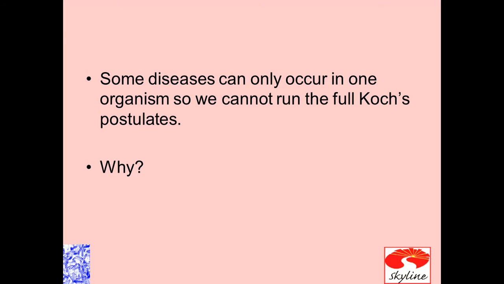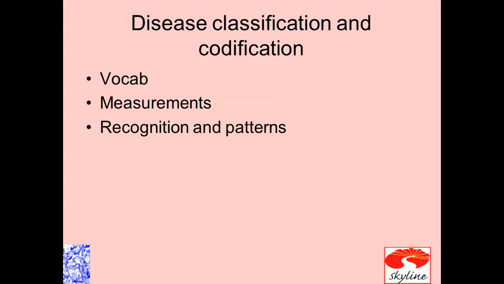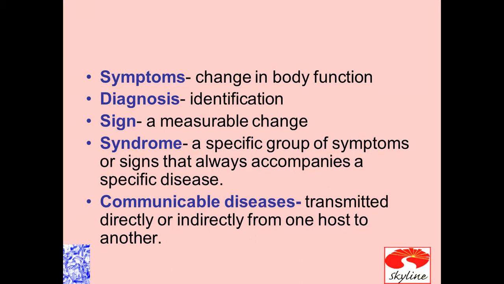Okay, so we're done with this. All right. So let's talk about disease classification and codification by examining a few things like vocabulary. How do we measure diseases or the rate of disease existence or disease statistics? And how do we recognize the presence of disease and the patterns that they manifest? Okay, let's first talk about a few vocabulary terms.